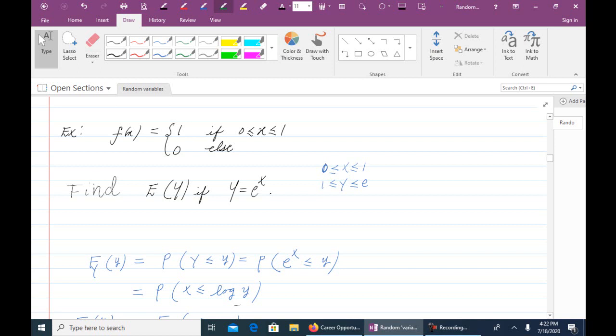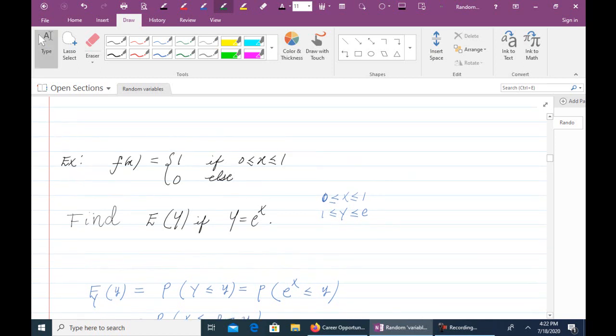Before I begin, I want to point out that the PDF is 0 unless x is between 0 and 1. So when x is between 0 and 1, y, which is e to the x, would be between e to the 0 and e to the 1, so y would be between 1 and e. So the PDF of y would also be 0 outside of this range from 1 to e.